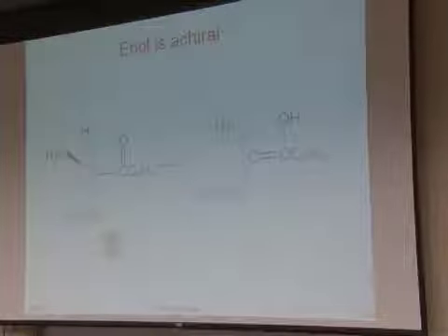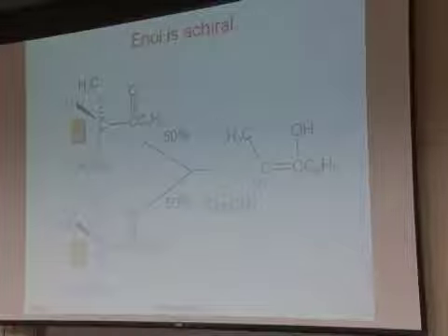50% R, 50% S. So when you have the ketone and you add H+, you have the enol. If you add a hydroxide ion, you form the enolate. Now this enol, when it goes back to the ketone, can go 50% to the R, 50% to the S.